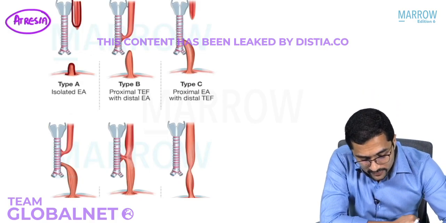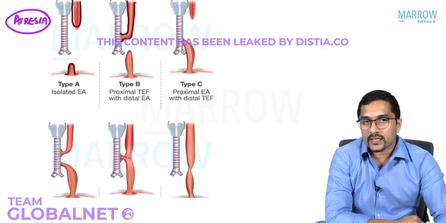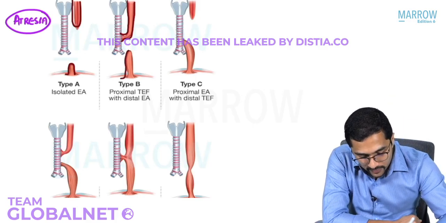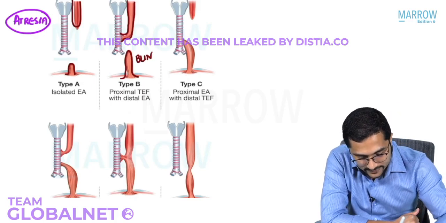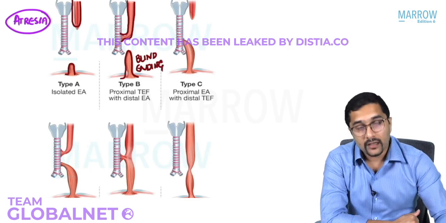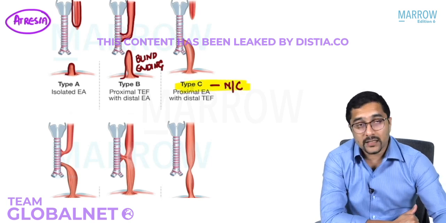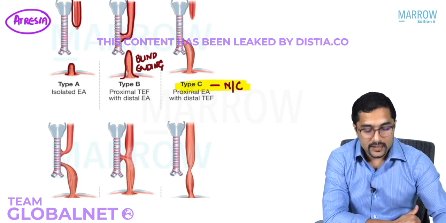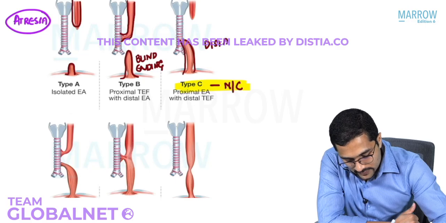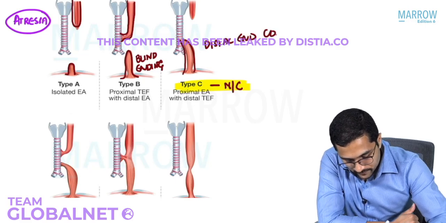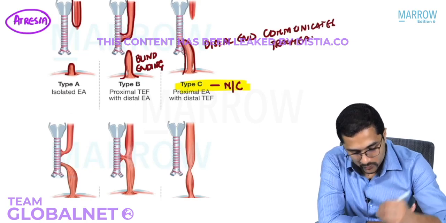Type B is when the upper part of the esophagus, the proximal part of the esophagus has a fistulous communication with the trachea, but the distal part is blind ending. That is type B. Type C is the most common, and this question has been asked multiple times. Type C is when the proximal end is blind ending, but the distal end communicates with the trachea. That is type C. That is the most common.